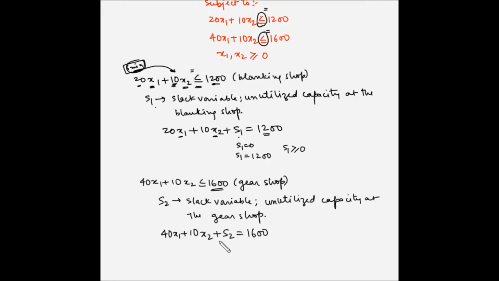Now again, if there is no unutilized capacity, that means the production of gear type A and type B are taking the entire capacity of the gear shop, then S2 will be equal to 0. However, if there is no production happening and all the capacity at the gear shop is unutilized, that means x1 and x2 are 0, then S2 becomes equal to 1600. So S2 can range between 0 and 1600. Also S2 is greater than or equal to 0.